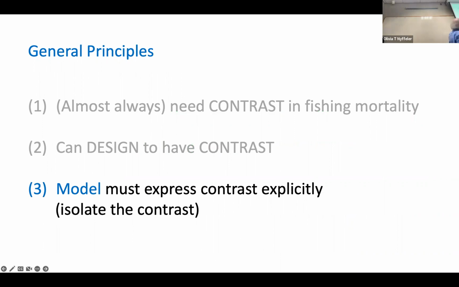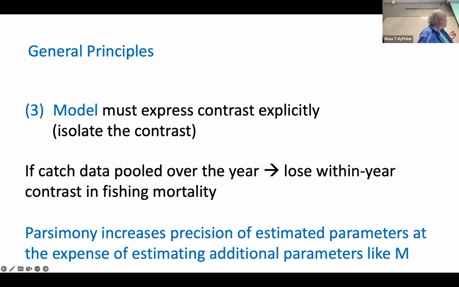Okay, the third design general principle is that the model must express contrast explicitly. You have to isolate that contrast. So say you have catch data by month of the year, but you pool it over the year. Okay, you have now obliterated the within-year contrast in fishing mortality. All you have is one number for the year, and you can't say, oh, but later in the year, this is what happened.